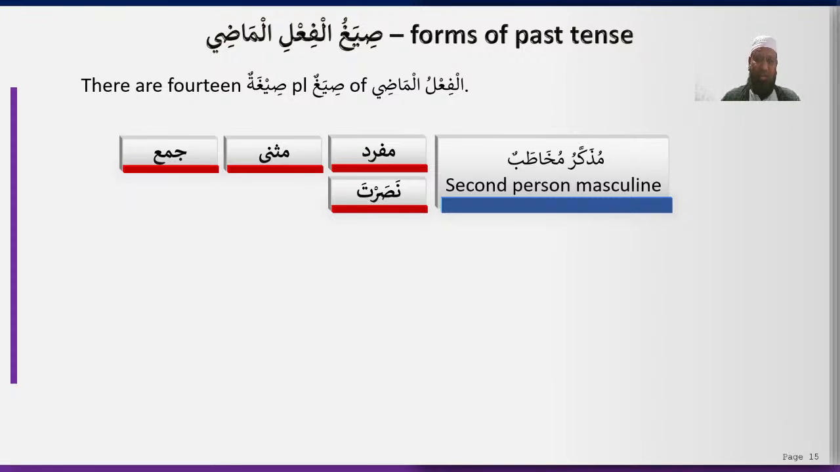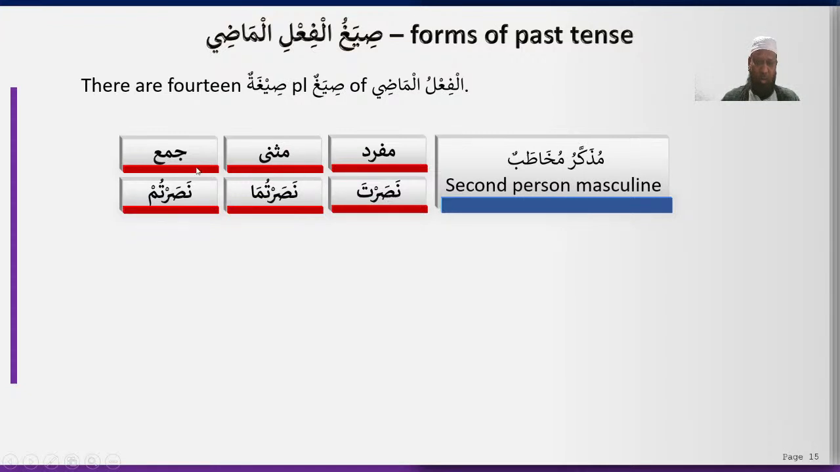Nasarta. And the letter ta is the fa'il, not the fatha. The ta is the fa'il. Nasarta. Muthanna, nasartuma. Tuma. Even over here again, the ta is the fa'il, and the mim and alif is to show it is muthanna. Jama', nasartum. Again, the ta is the fa'il. The mim is to show jama' mudhakkar mukhatab.